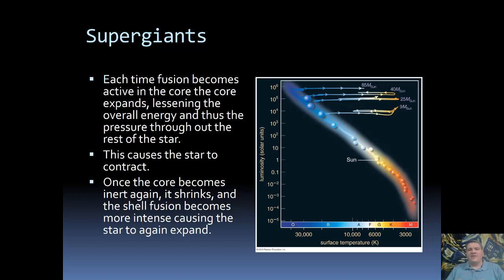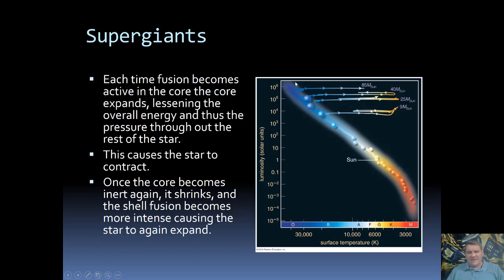Now, every time that fusion ends in the core, the core is going to shrink, which causes the rest of the star to expand. And so we see that on the HR diagram as the star swings off towards the right. Then, once it begins a new stage of fusion, the core is going to expand, which means the rest of the star is going to shrink and heat up. So we see the star swing back to the left on the HR diagram.